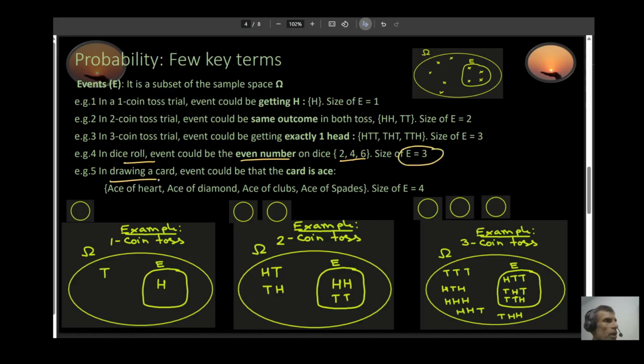How about you draw a card? In this case, maybe your event could be you draw a card that is an ace. Well, you can get an ace of hearts, ace of diamonds, ace of clubs, or ace of spades. So there are 4 different outcomes. In this case, the size of E equals 4.